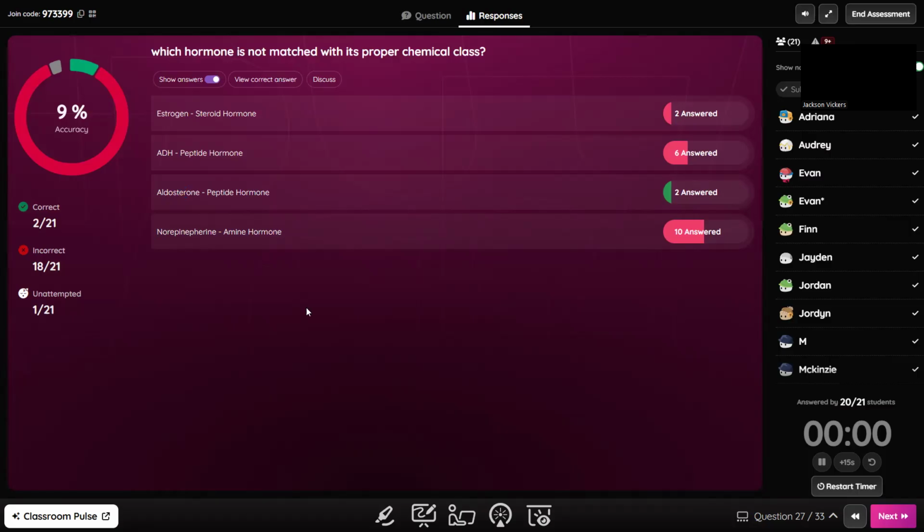Cool. Anyone have any questions about this? The hormone unit is really like you either memorize it or you don't. Flashcards or whiteboards are probably the way to go.